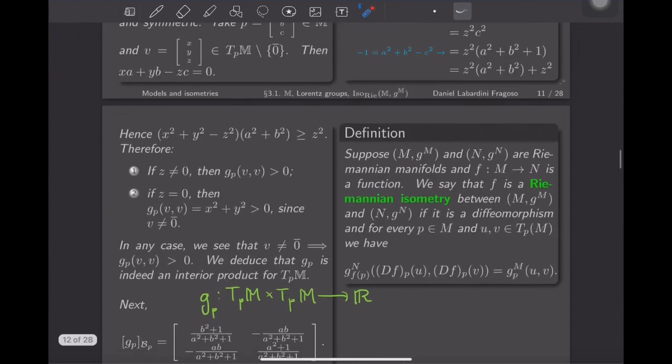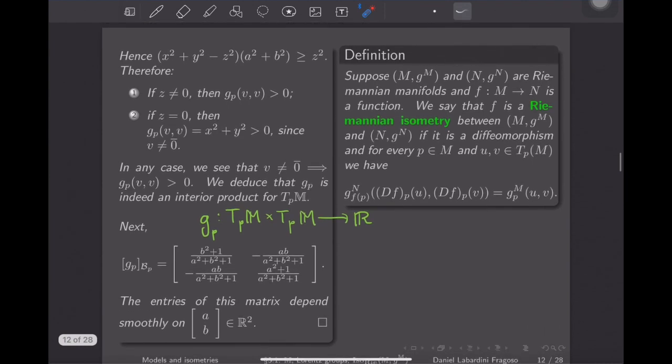So I leave it as an exercise. Somehow the point is that if this were degenerate, I would be able to pick a non-zero vector here whose pairing with everything here is 0, and then I would need to extend it to sort of outside.